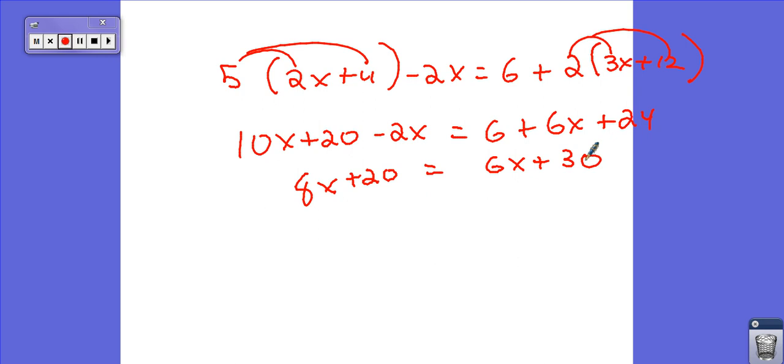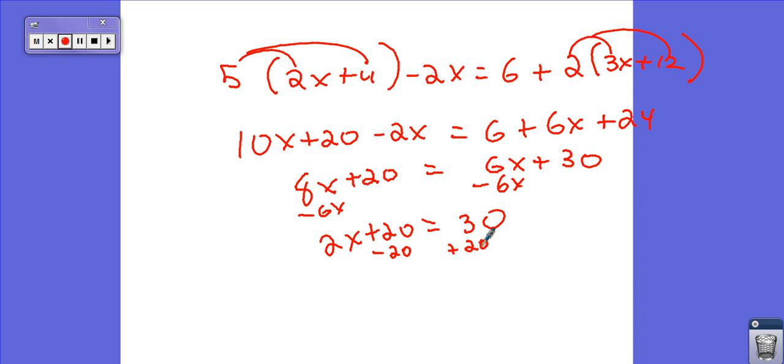What would be my third step? You would get x to one side. That is the subtraction property of equality. I would subtract 6x on both sides. That's 2x plus 20 equals 30. Then I would subtract 20 and add 20 on both sides. Again, that's the subtraction property of equality. That gives me 2x equals 50. Then I would divide both sides by 2 and x would equal 25.